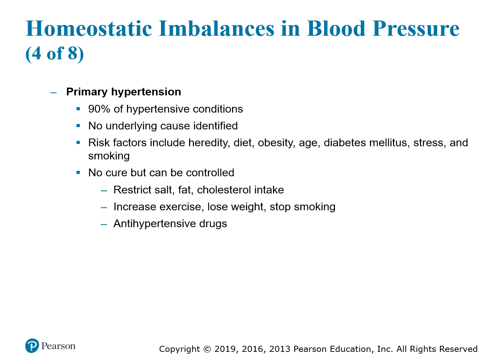Now, hypertension can be primary. Primary means hypertension itself is the disease, or it can be secondary to some other organ. So let's see primary hypertension. 90% of the cases of hypertension are primary hypertension. No underlying cause can be identified, and the risk factors include diet, obesity, age, diabetes mellitus, stress, and smoking. There is no cure, but it can be controlled.